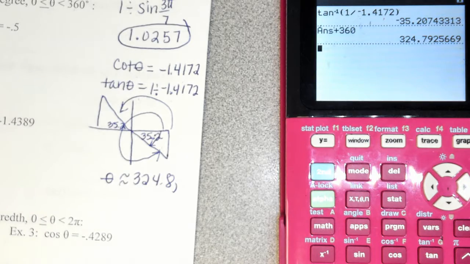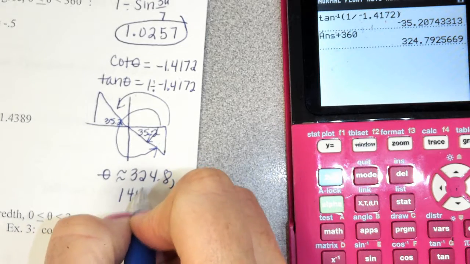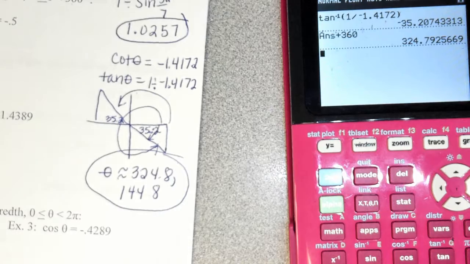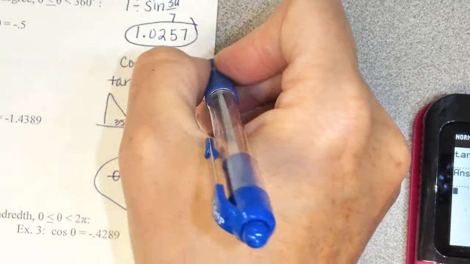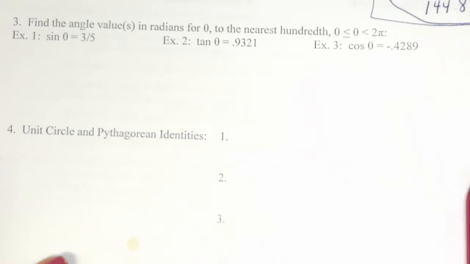Grace, what did you get? Yeah, Grace, type it. 145. Did we all get that? Yes, that is correct. Okay, so that's the way that we do those types. Some of those will be easy, some a little more challenging. Okay, go down to the next part.